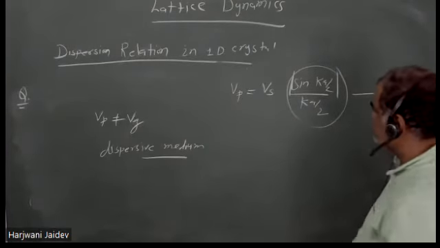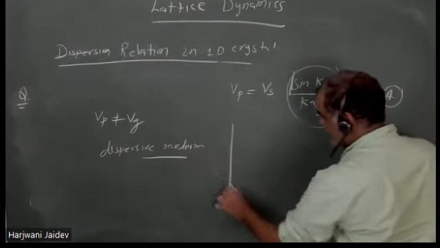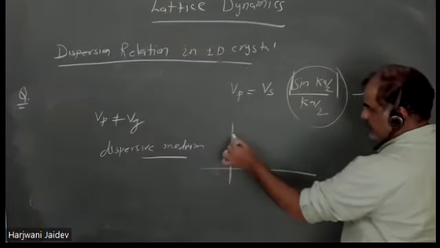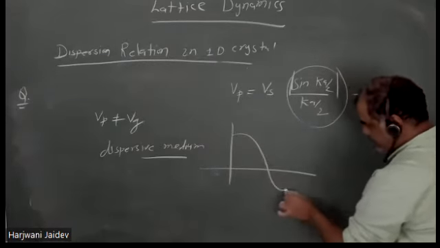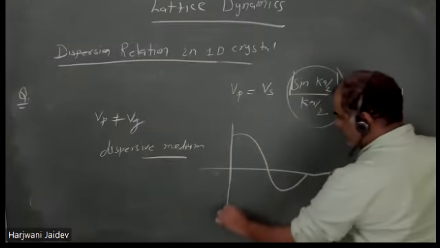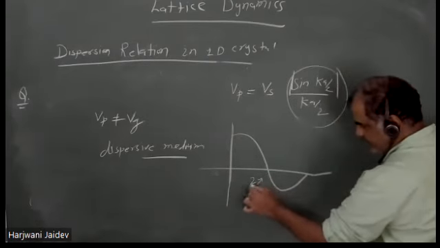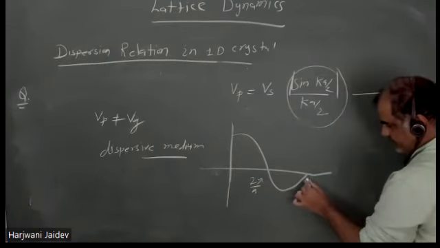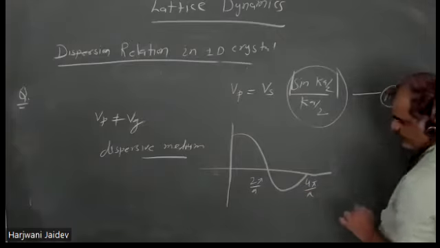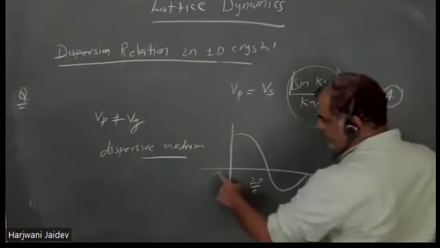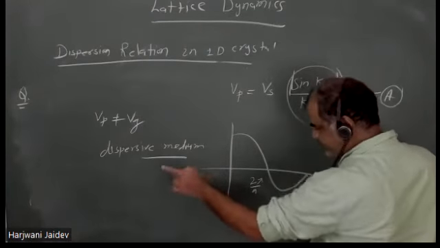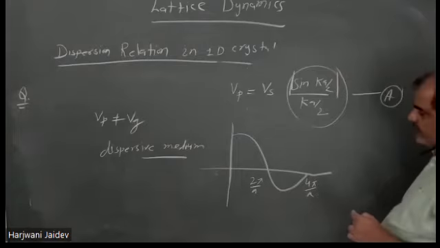So let me draw the graph again. Okay, so this was my, we are telling this is the graph. Okay, so what was here? 2 pi by a, and what was here? Correct, option B will come. 4 pi by a was here. Okay, and in the negative we had not drawn it yet.